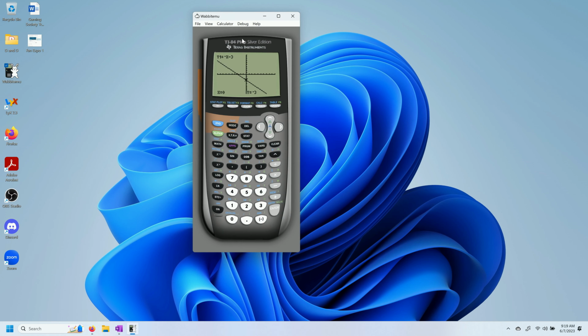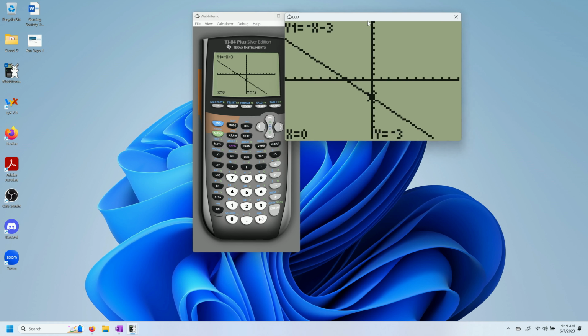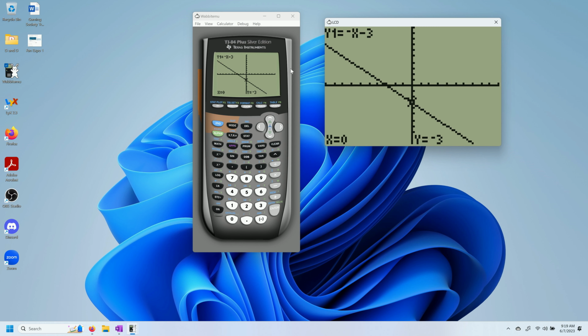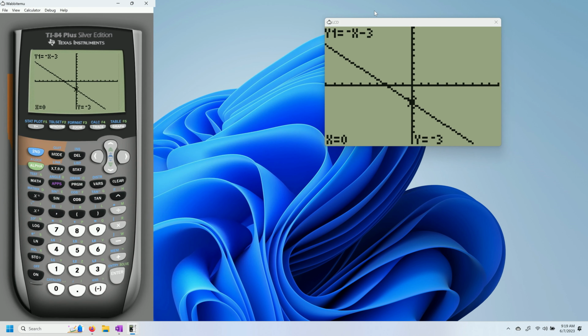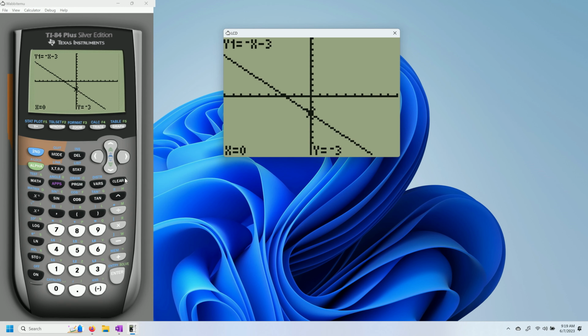So I'm going to open up my calculator here. Give me a second. Let me put it in the detached LCD screen so you can actually see what I am typing. Let's see. Can I make this a little bit larger? There you go. I think that's good enough. So let's clear this out.